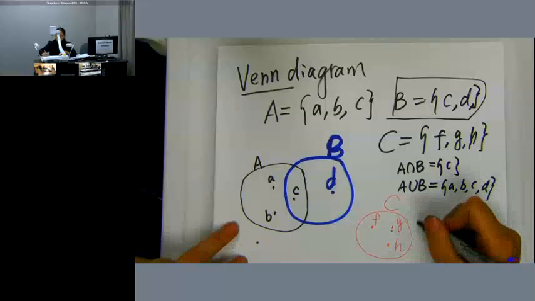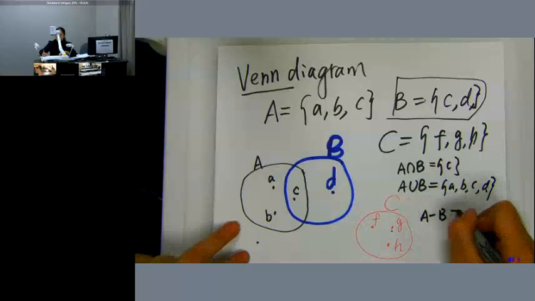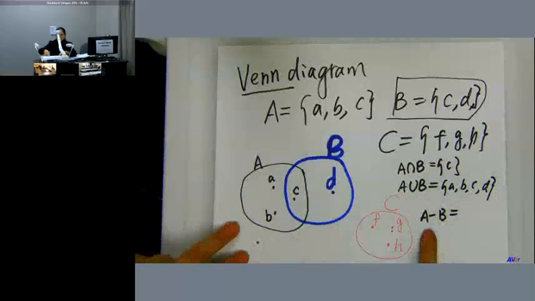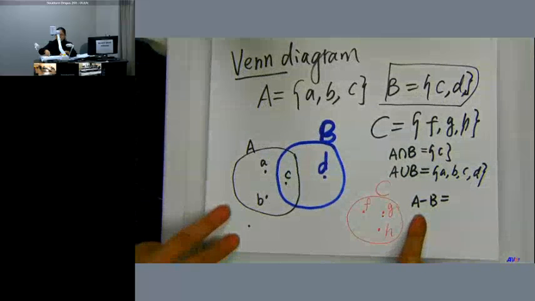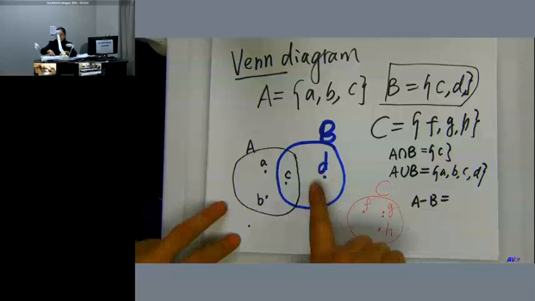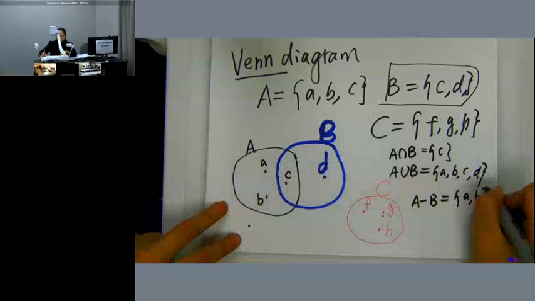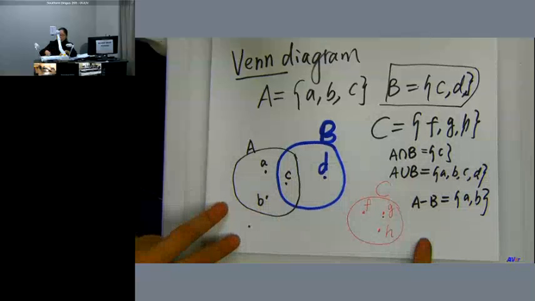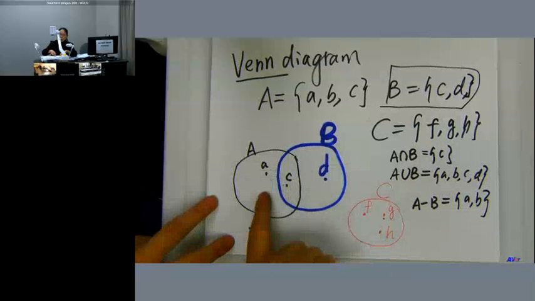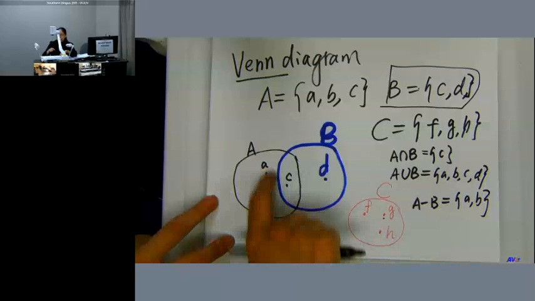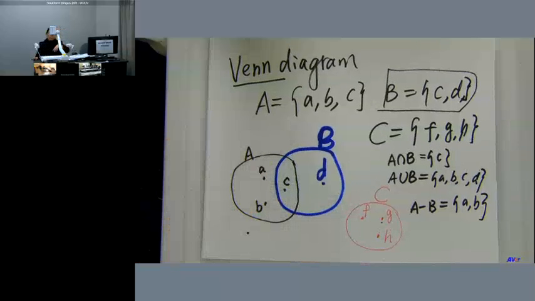So what if I want to do A minus B? A minus B, remember the definition? You delete members in B from A, right? So you're going to delete C. All you have is A and B. Okay, or in other words means what points are in A but not in B? So only A and B. So by using the Venn diagram, you can sometimes make it a little easier.